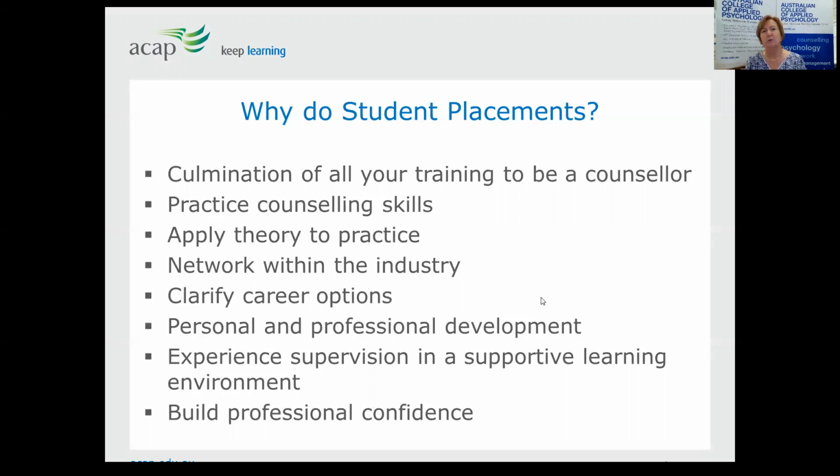And you get to build your professional confidence. Many of you will be at the stage where you have good skills, but you're not confident about whether or not you're going to be great with clients. By the end of your placement, you will be.